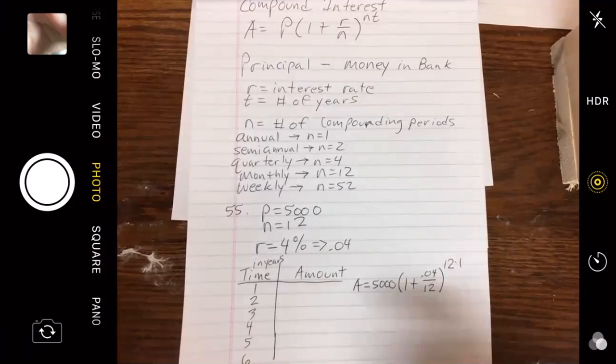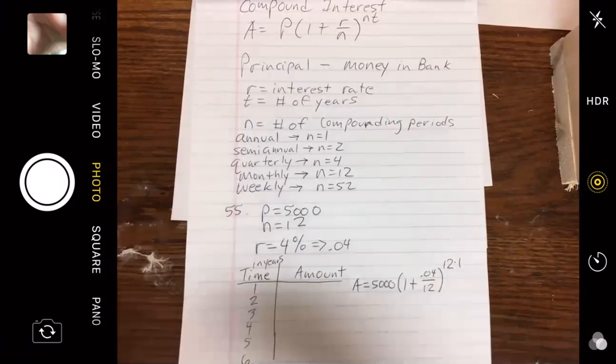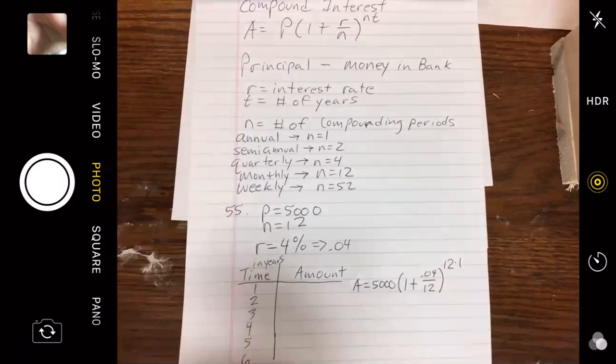So, plug and chug to see if it'll catch up to me. One plus 0.04 divided by 12, and it's raised to the 12. It'll catch up to me.